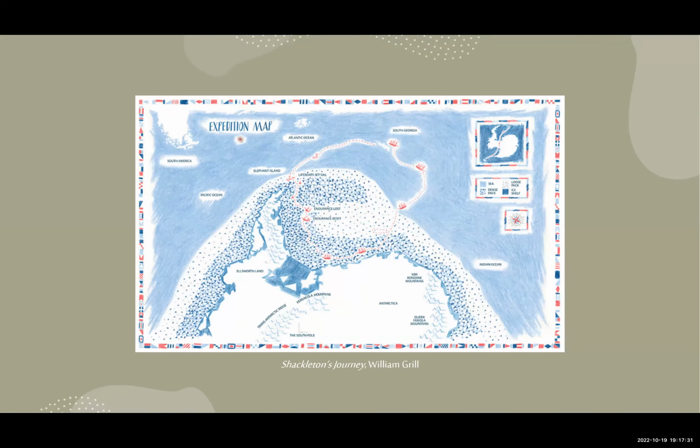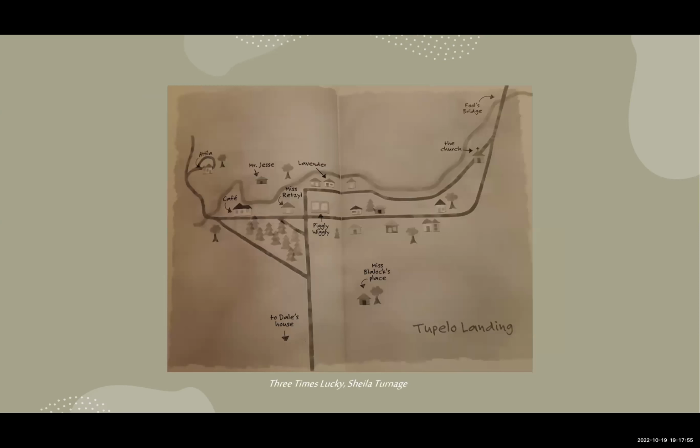It's not the purpose. With this map from Shackleton's Journey, you just can't create a map of what it looked like in 1910 that the reader would be able to pick up and follow now, because obviously it's changed so much. It's Antarctica. It's constantly melting and freezing. That's not the purpose of it. And with Three Times Lucky, the purpose is not to be able to pick up this map and then travel to this town and follow it around. That's not the purpose of it.